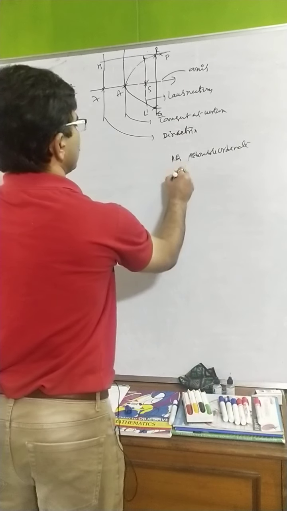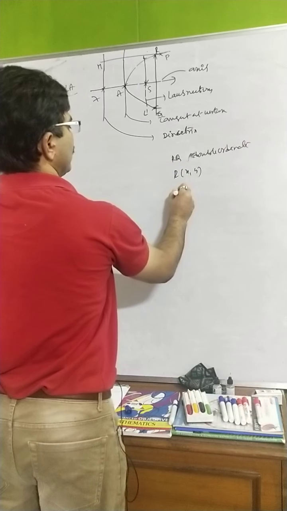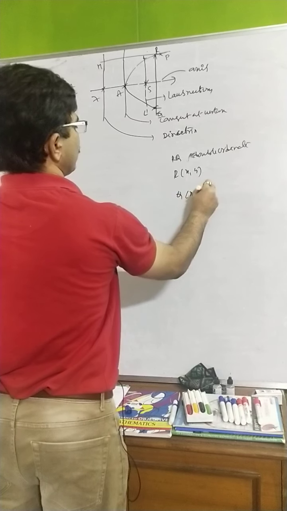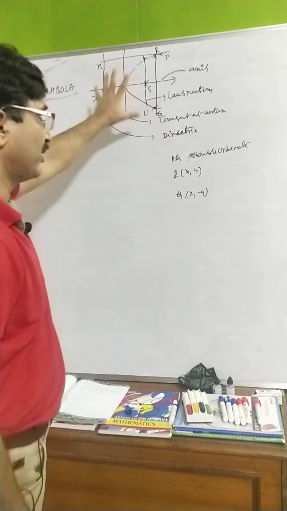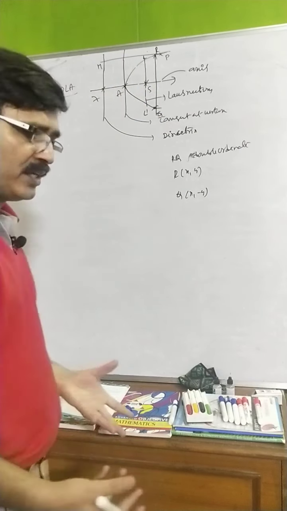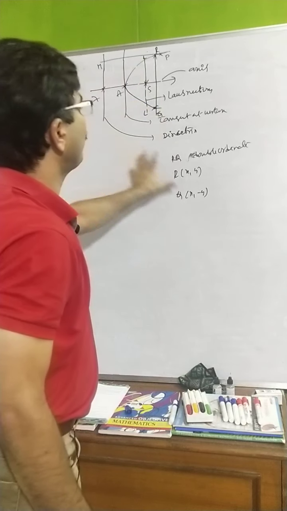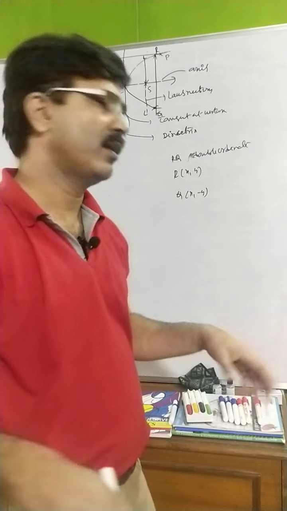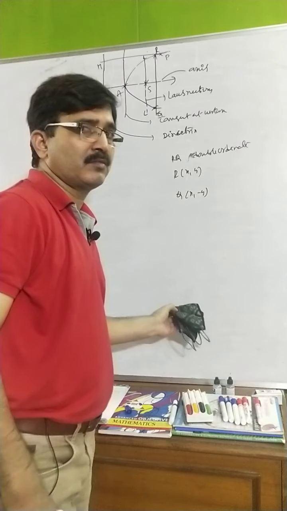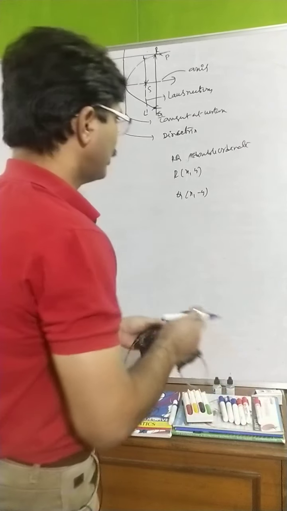What are the 2 points? If you take R as x comma y, then Q becomes x comma minus y, for this parabola y square equal to 4ax that you have learned. Now the question is, is learning this many points enough? Will you get command of the parabola? My answer is no.